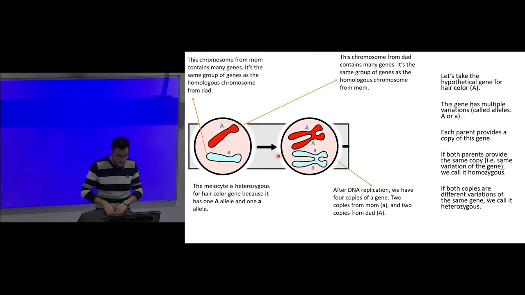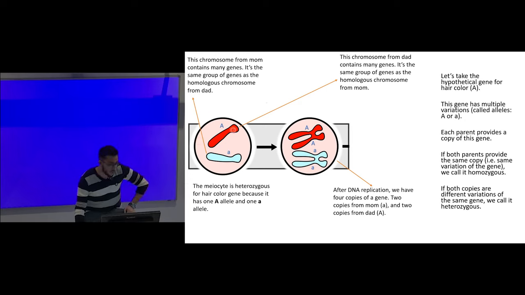Okay, so now alleles. Where do alleles come in and where do genes come in? Let's take, for example, a hypothetical gene for hair color. Hair color is not determined by only one gene, but let's act like it's controlled by one gene. The gene for hair color, we call it A in this example, but you could call it H, whatever. If you got one copy of that gene from your mom and one from your dad, then you have two copies at this stage, right?